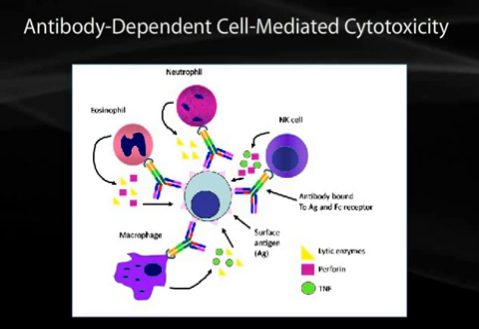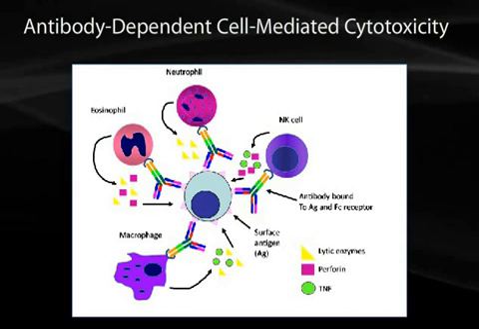Well, the granulocytic cells all have Fc receptors on them, and the Fc receptors are looking for Fc portions of the antibodies. So when they find these Fc portions of the antibodies, that signals the granulocytes to degranulate. So NK cells, neutrophils, eosinophils, macrophages, they will degranulate. They can release lytic enzymes, they can release perforin, they can release TNF, all of which are cytotoxic to that cell that has the antigen on the cell surface.